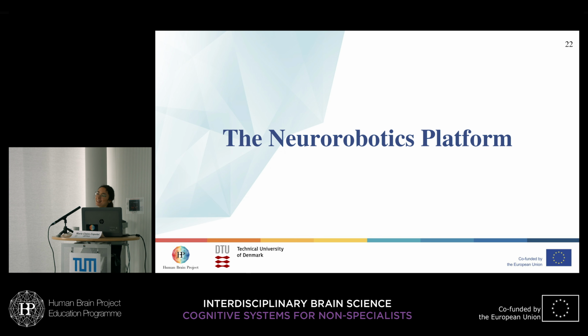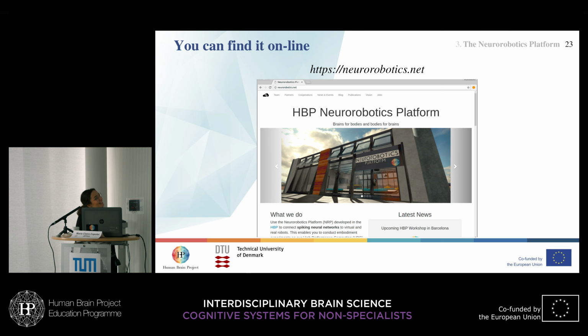So here we can talk then about the Neurorobotics Platform. You can find it online on the website neurorobotics.net. You can see there are different sections here. You can find some information about the team, so about us, the partners, the cooperation, events, if you want to join us in other workshops or events. You can find our publications. We also have a blog where we write about our experiments or about places we went, and there are also open positions if you want to join us.